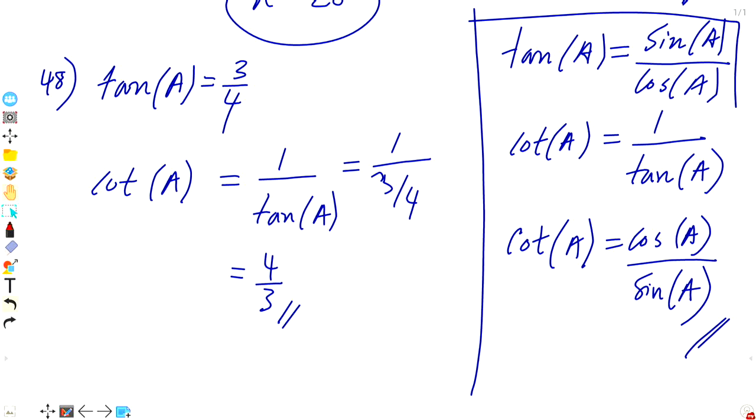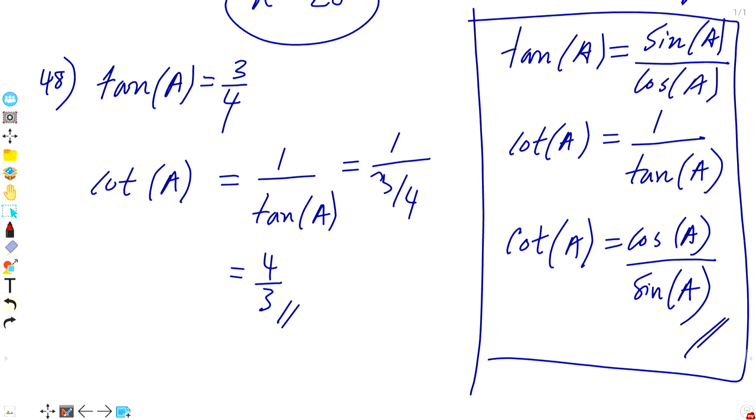It depends on the question, because you get cot A here, and what is given here? Tan is given. So then obviously you know this should be used.